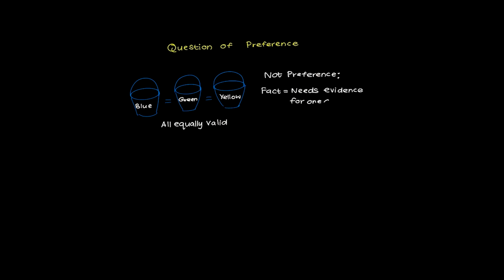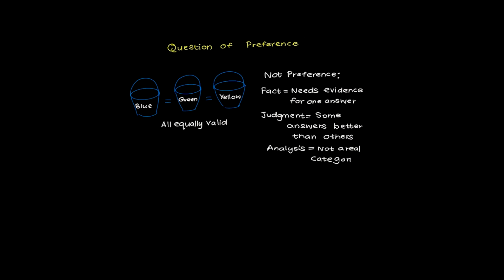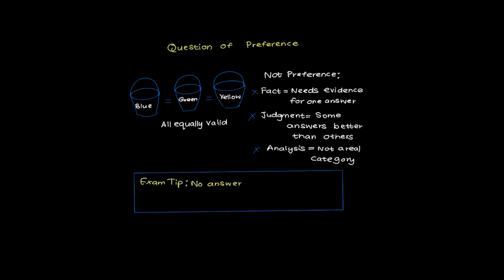Questions of judgment have competing answers where some are better based on reasoning, but colour preference doesn't work that way. Question of analysis isn't one of the three categories Paul and Elder identify. Here's a WGU D265 OA exam tip for you. When no answer is objectively better and it's purely personal choice, that's a question of preference. Quick recall hook. Preference = personal pick, no wrong answer.